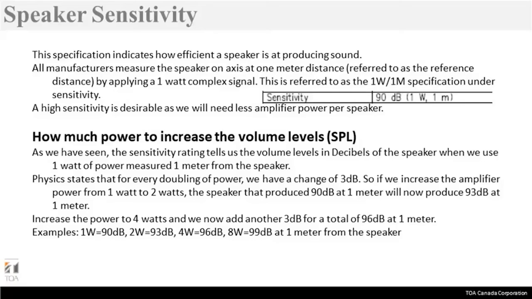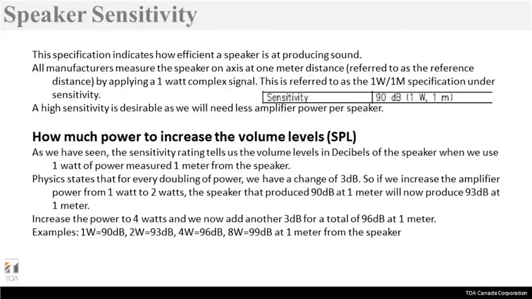A high sensitivity is desirable. You need a higher dB number, essentially, which will give you a higher sensitivity on the speaker, based on the application. So how much power is needed to increase the volume SPL level? For example, 1 watt of power measured 1 meter from the speaker. Physics states that for every doubling of power, we get a change of 3 dB. If you increase the amplifier power from 1 watt to 2 watts, changing the tapping on the speaker, the speaker that initially produced 90 dB at 1 watt will now produce 93 dB at 1 meter.